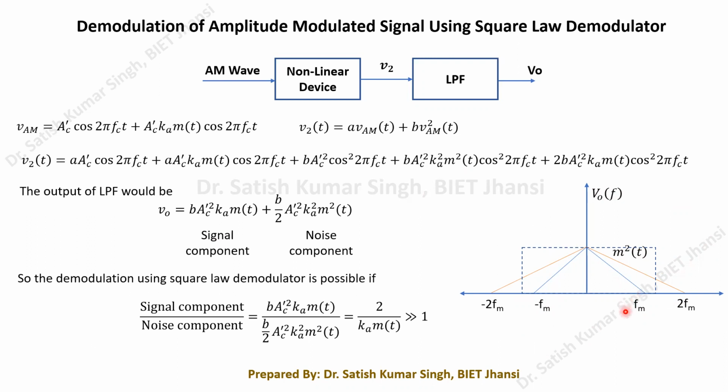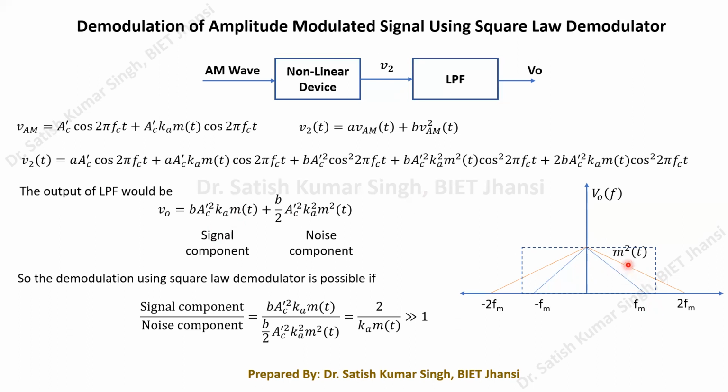Now we can see that while applying this low pass filter, we are not only passing the signal MT, but we are also passing a certain portion of the signal M square T, because M square T also starts right from zero and goes like this, and a certain portion is also passed through the low pass filter.